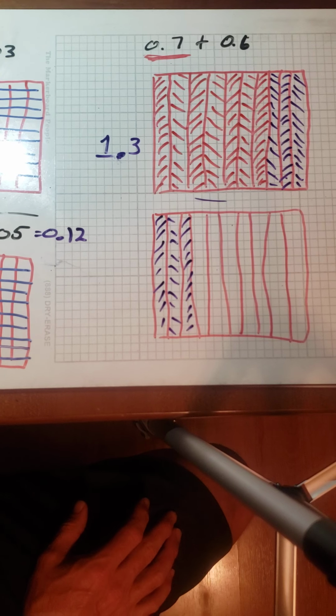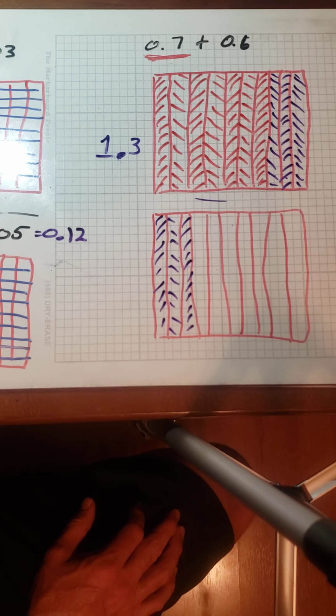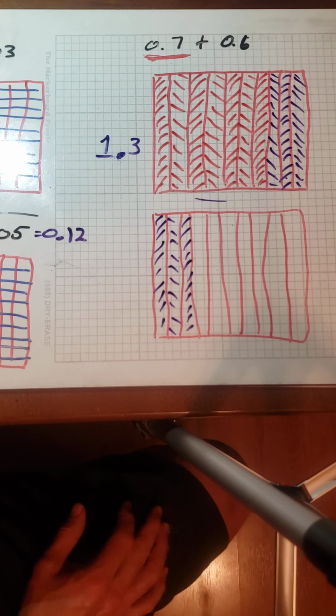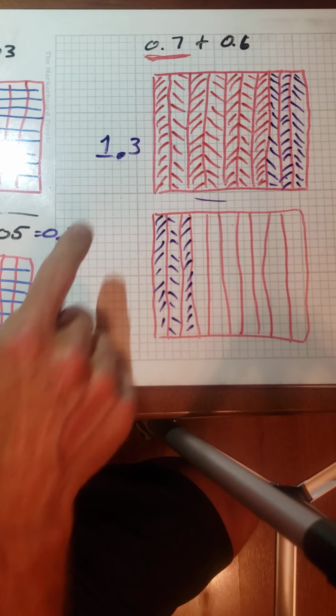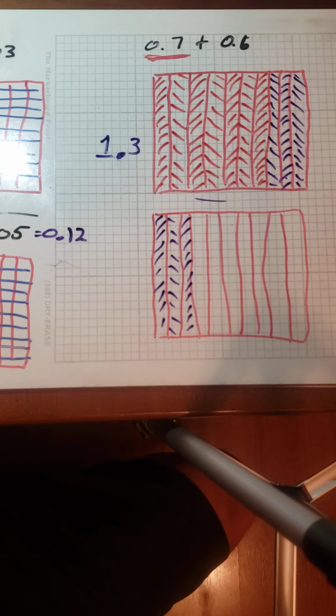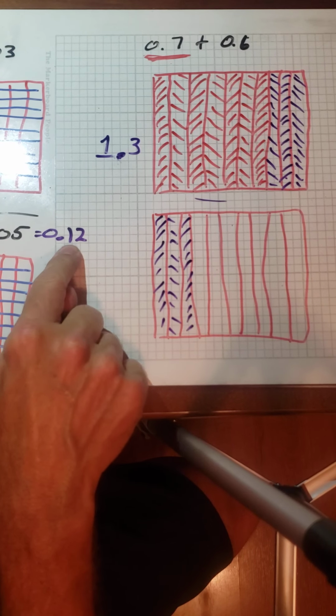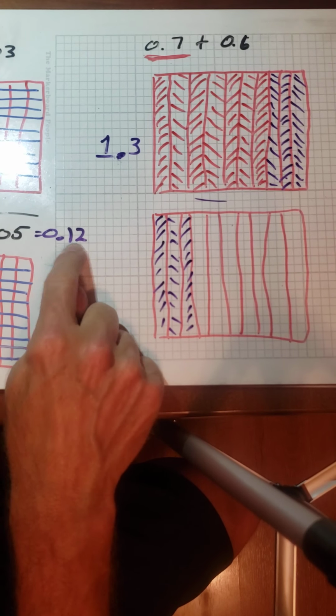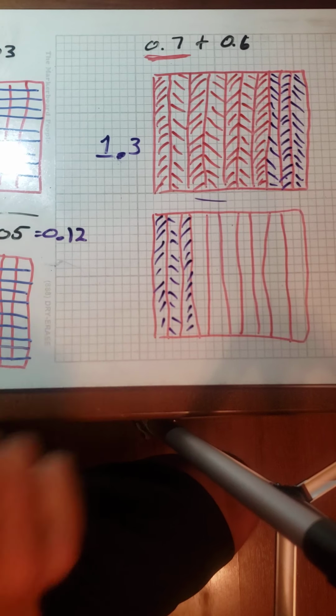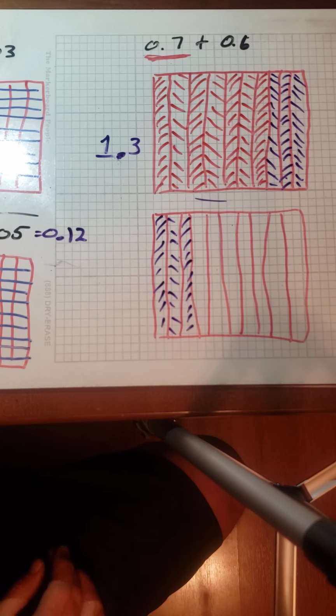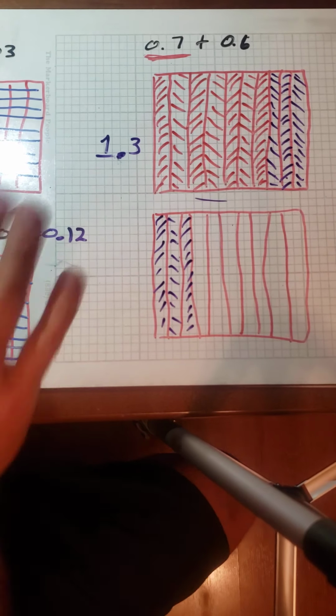Okay, so that's all we're doing for today as far as decimals go, showing how to add decimals and how to get them to 1.3. Or sometimes you might have 0.07 plus 0.05, and that gives you 0.12, so 1/10 and 2/100, so 12 hundredths is how you would say that. And so this is what we're doing today.